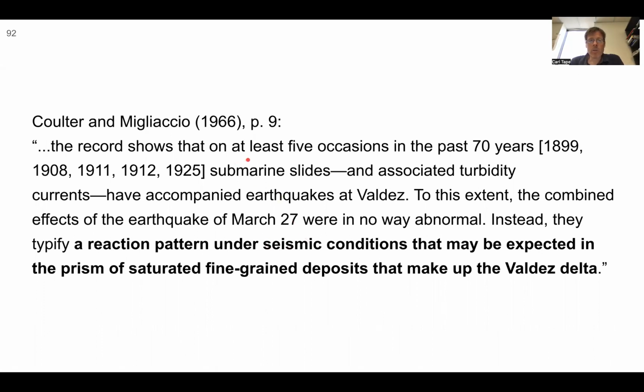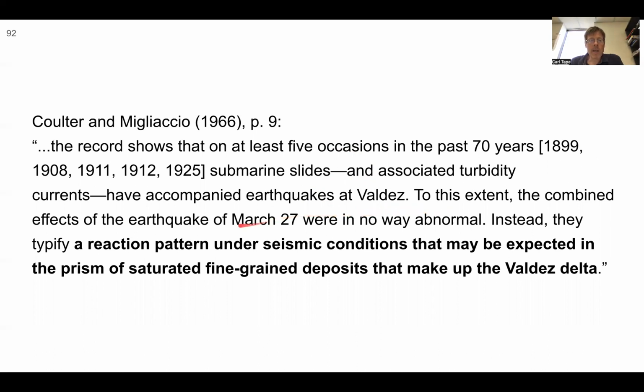So the record shows that on at least 5 occasions in the past 70 years, 1899, 08, 11, 12, 25, submarine slides and associated turbidity currents have accompanied earthquakes at Valdez. So actually, in this case, they were associated with earthquakes, but they don't always have to be. To this extent, the combined effects of the earthquake of March 27th were in no way abnormal. And the combined effects being tsunami from the tectonic tsunami come in, as well as shaking and also submarine landslides.